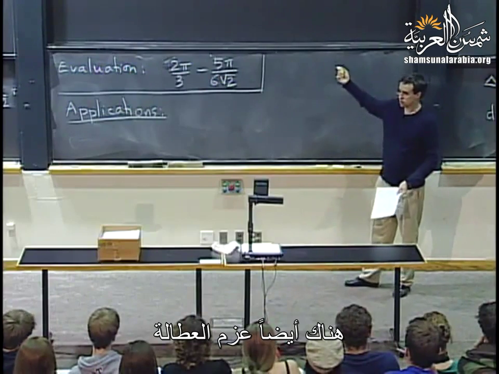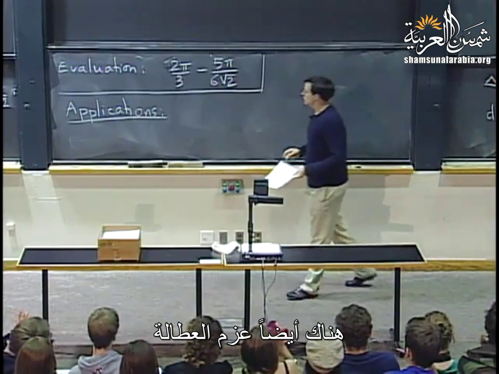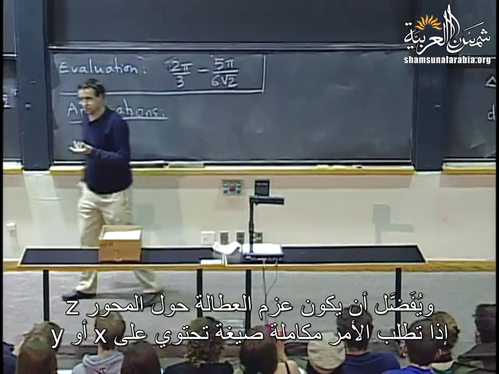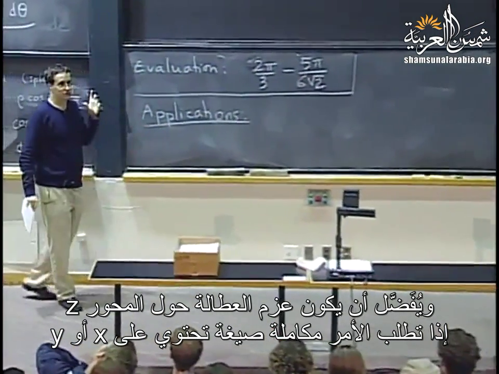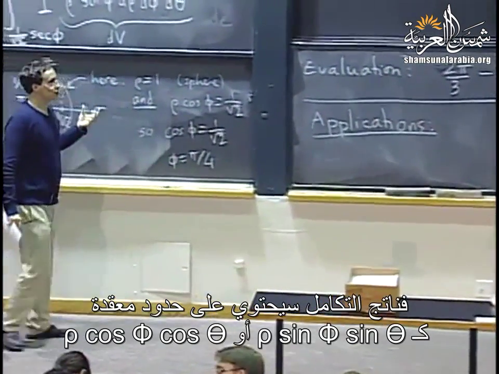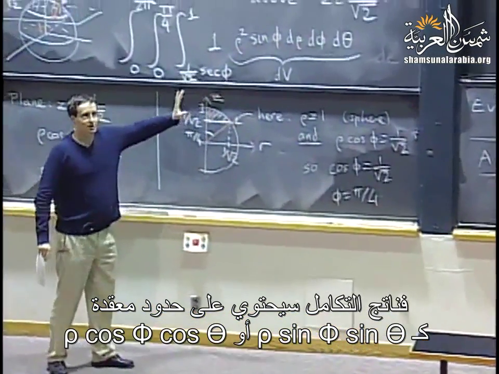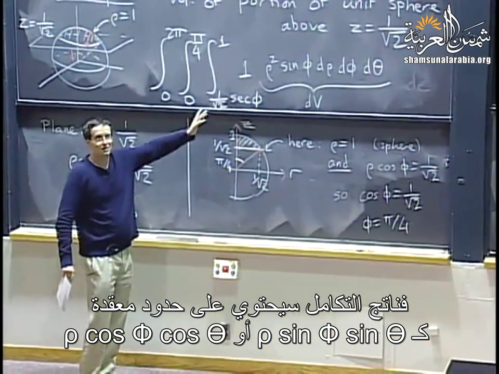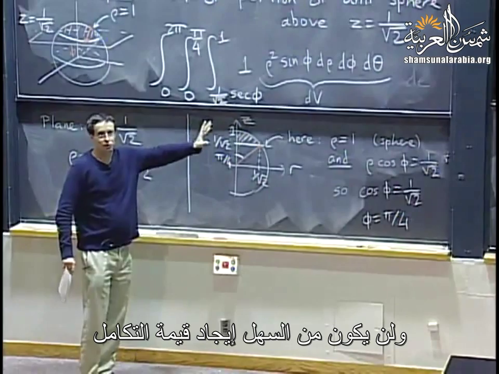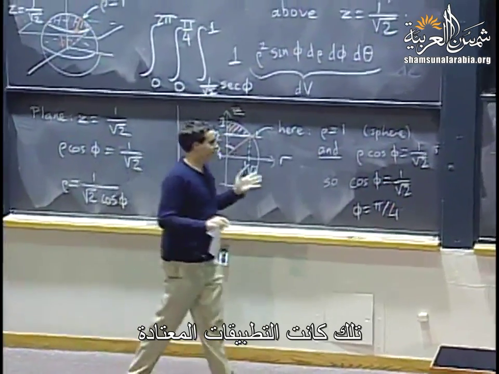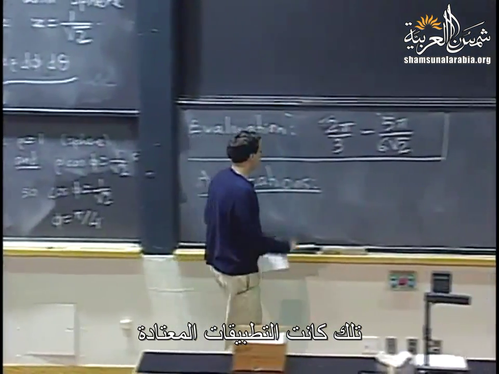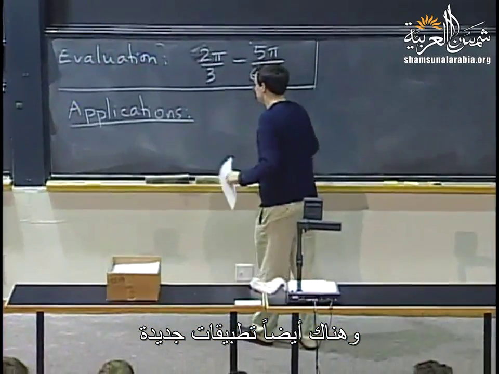Also, there's moments of inertia. Preferably the one about the z-axis, because if you have to integrate something that involves x or y, then your integrand will contain that awful rho sine phi sine theta or rho sine phi cosine theta, and then it won't be much fun to evaluate. But anyway, there's the usual ones. And then there's a new one.